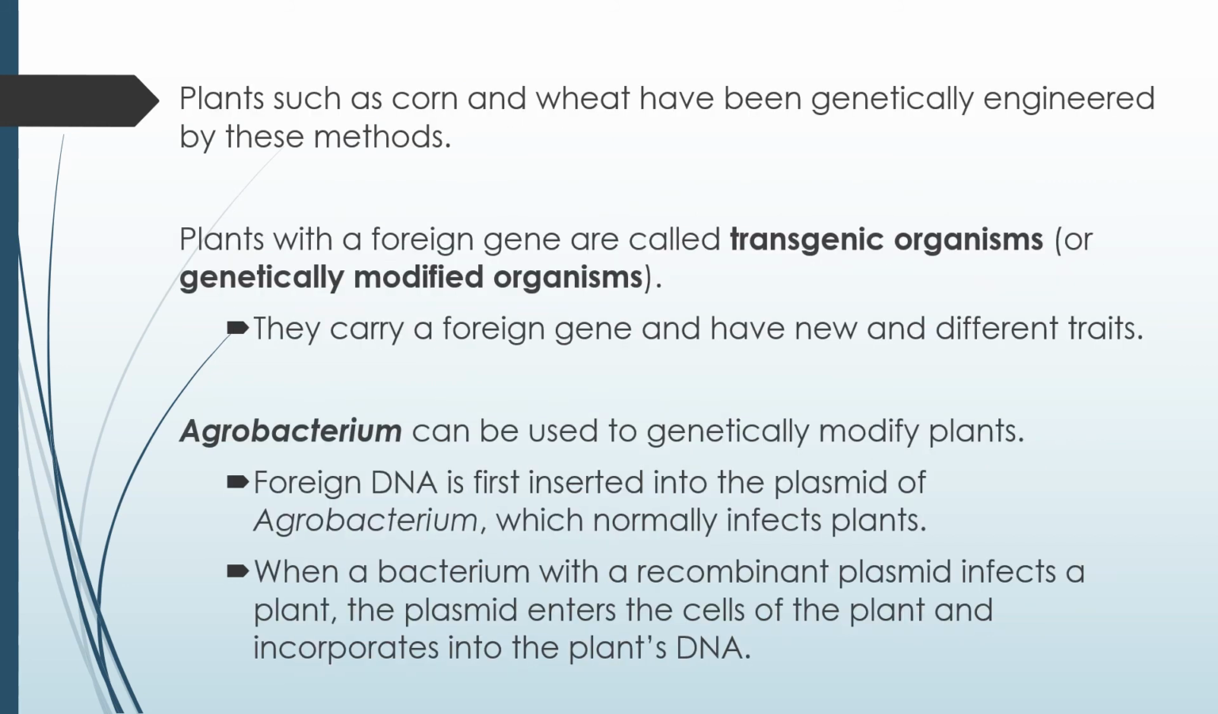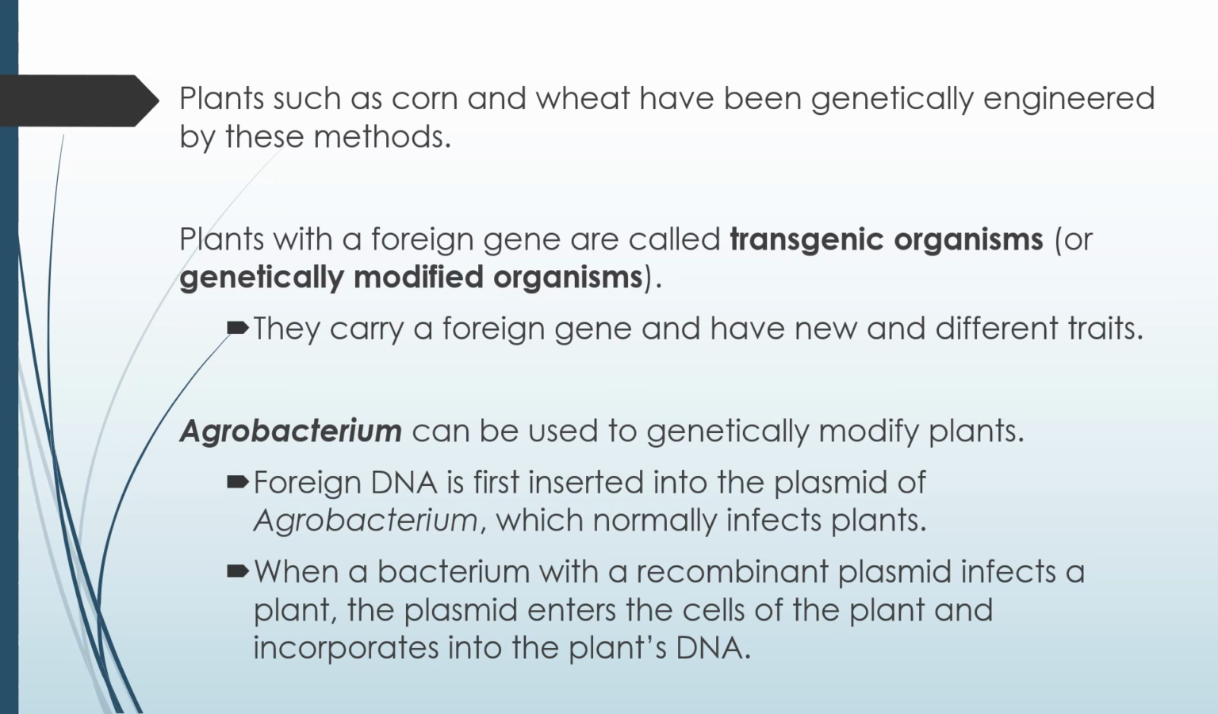So plants such as corn and wheat have been genetically engineered by these methods. And the plants with a foreign gene is actually what we already call a transgenic organism or a genetically modified organism. So anything, even if animals or plants yan, basta yung genes nila are manipulated, okay, you call them already as transgenic organisms. So they carry a foreign gene and have new and different traits.